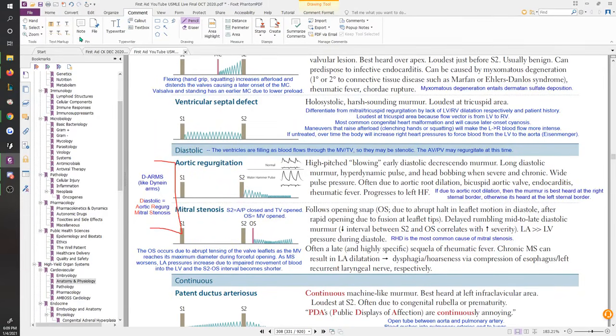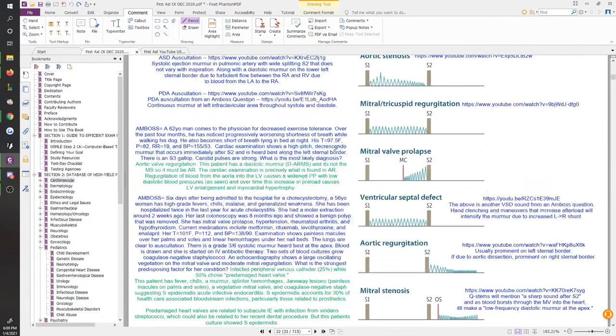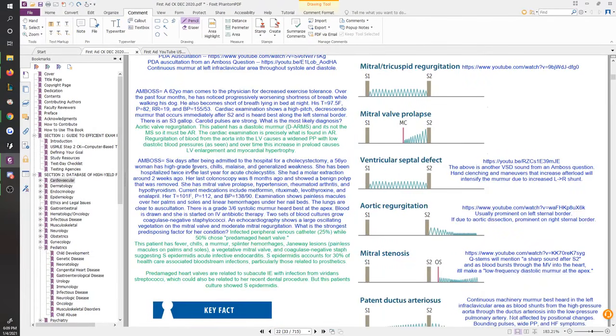So D-ARMS is a very nice mnemonic to help you knock out at least an answer or two when you're answering some of these questions. And that's what you want to spend your time on. You really want to make sure, when you're examining these questions, to look at what it was in the question that specifically helped you figure out the most likely answer choice.